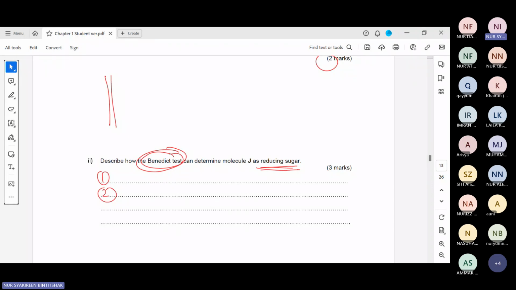Okay, so the difference in color indicating different concentration of reducing sugar. So maksudnya kalau dia berubah daripada biru, clear blue to green, okay, the amount of reducing sugar will be low. Compared to if dia change kepada brown, the amount of reducing sugar will be high concentration of reducing sugar. Okay, and then the next point, kenapa boleh berlaku reaction perubahan color ni?